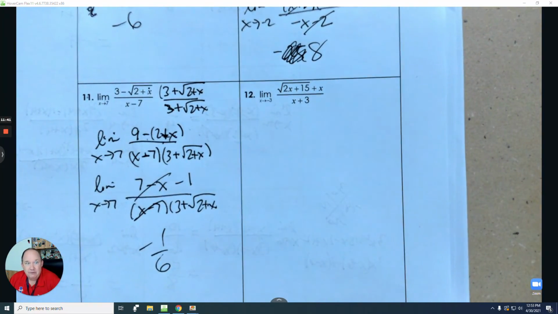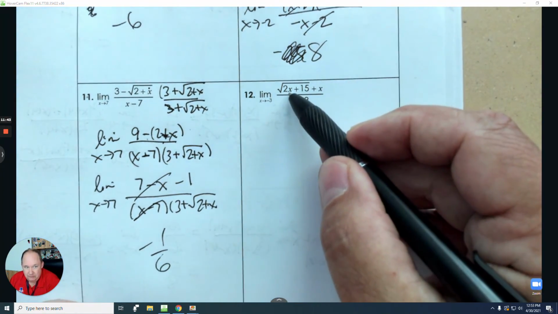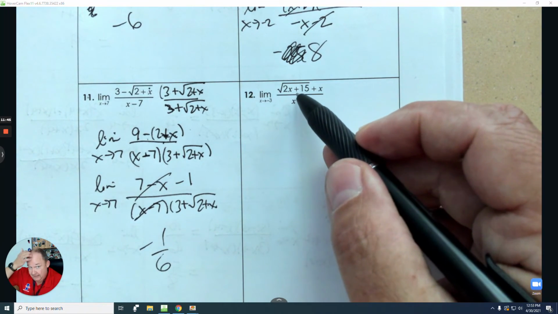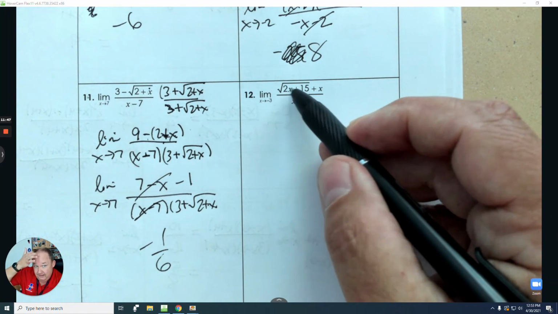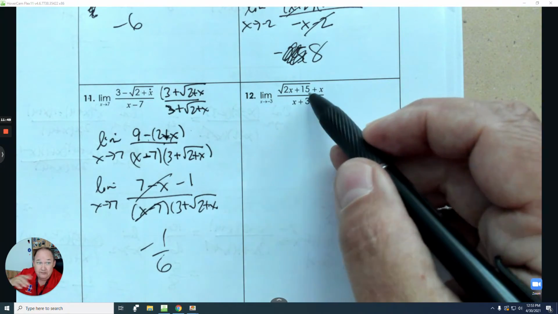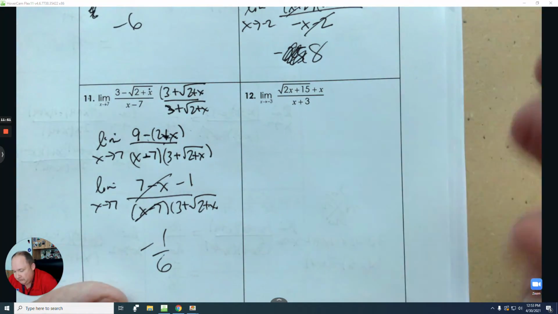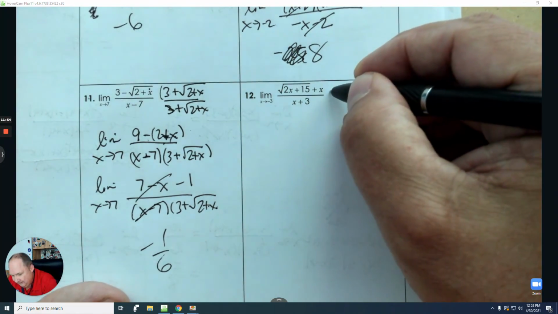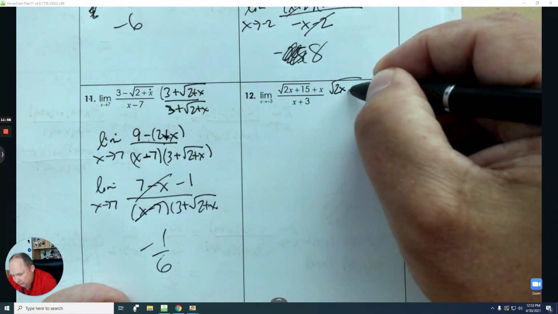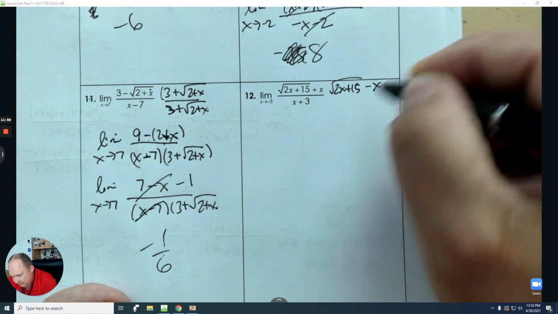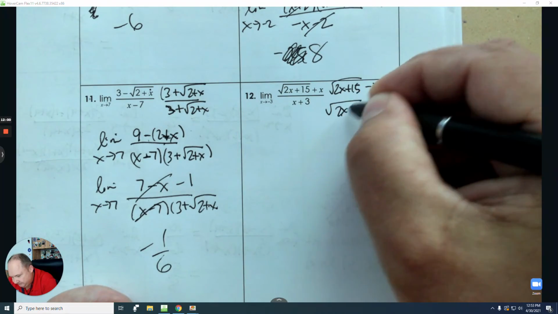One more. Let's do this. So evaluate at negative 3. Negative 6 plus 15 is 9, and the square root of 9 is 3. Take away 3 is 0. Negative 3 plus 3 is 0. It's indeterminate. The conjugate is the square root of 2x plus 15. Subtract x, top and bottom.